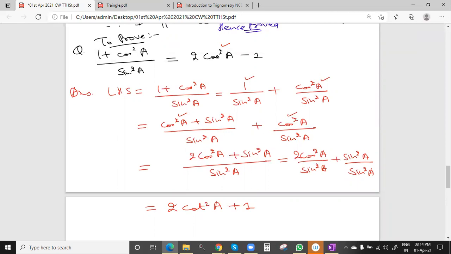This is the same value, cos square A minus 1? Sir, but here it is given as 2 cos square A minus 1. Right, as I'm saying, this is the only question, no? 2 cos square A minus 1, because we are getting 2 cot square A plus 1. Cos by sin. Okay, sir.